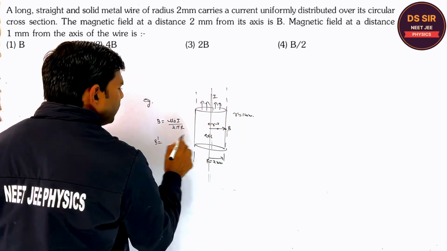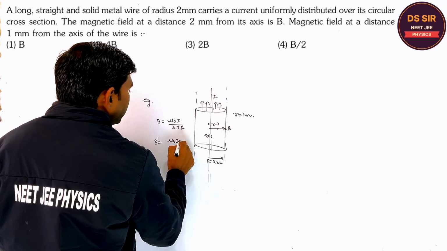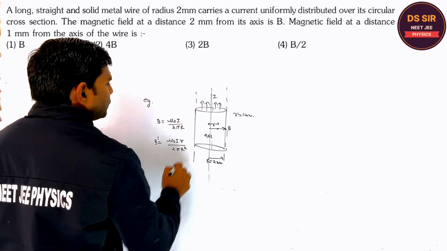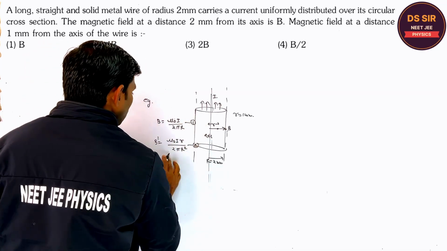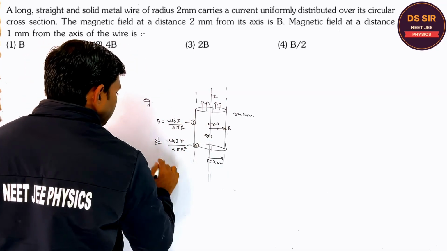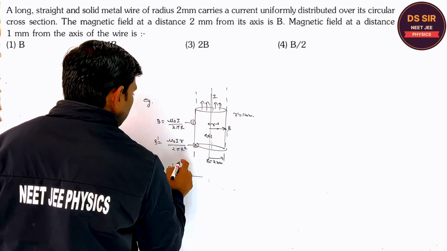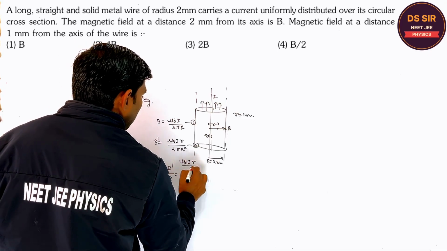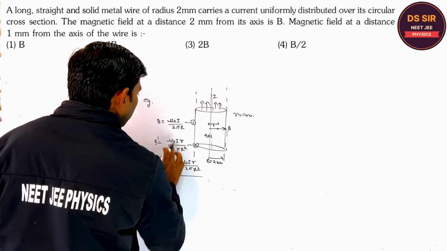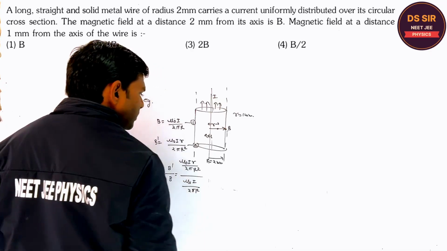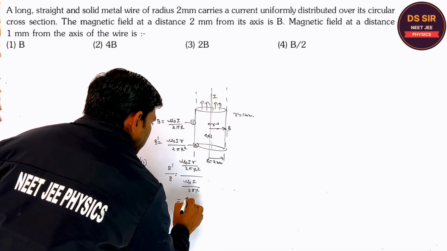What is the magnetic field formula you tell? Mu naught I r upon 2 pi R square. Is it clear or not, you tell? This is equation number 1, equation number 2. So 2 divided by 1, that is B dash divided by B, right? So what is the B dash? Mu naught I r upon 2 pi R square divided by mu naught I upon 2 pi R. Fine. So it is equal to what?